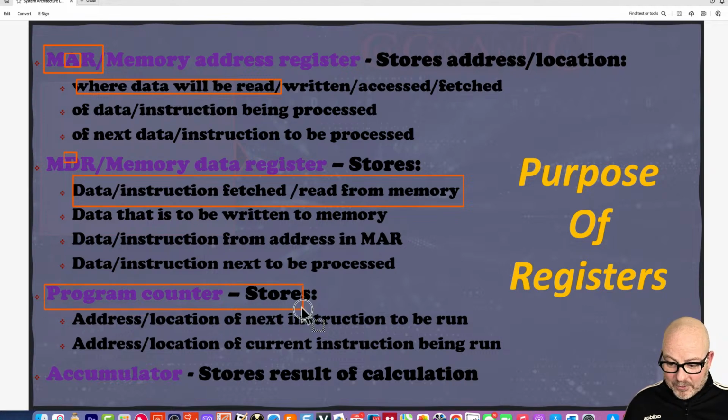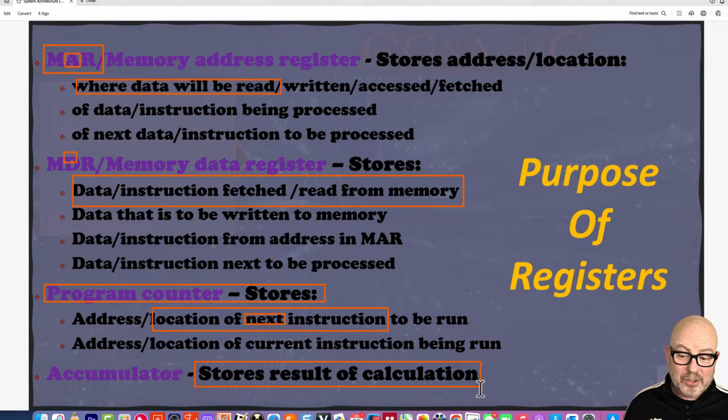You've got the program counter, and notice this word "next" in here: it stores the location of the next instruction. And you've got the accumulator, which stores the result of calculations. So you've got 4 different phrases to learn there and to be able to recognize what they do. And they very often do 3, 4, 5, 6 marks on this.